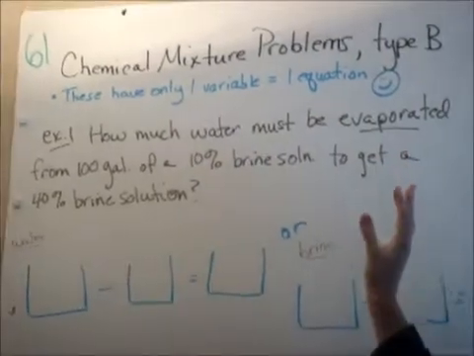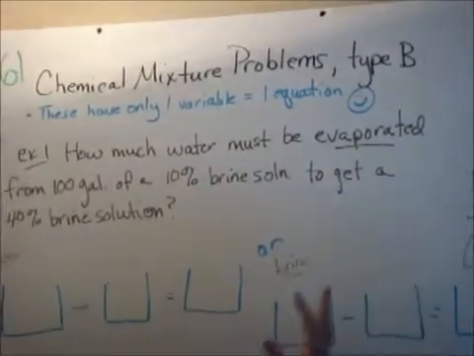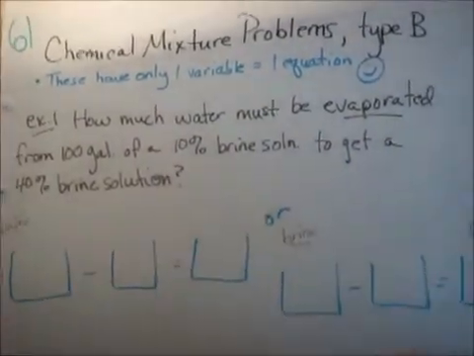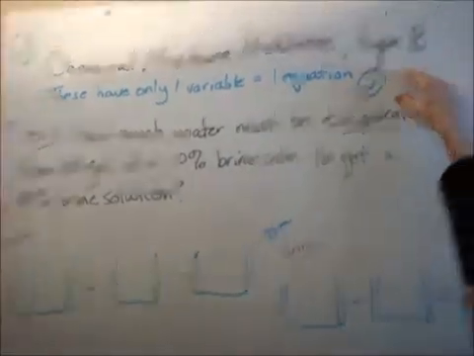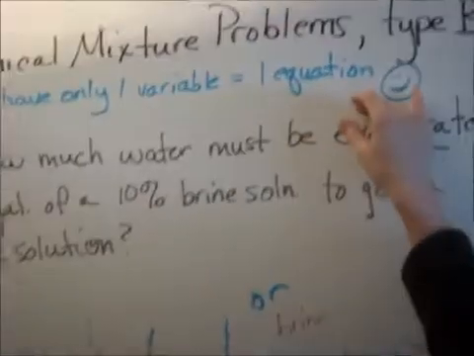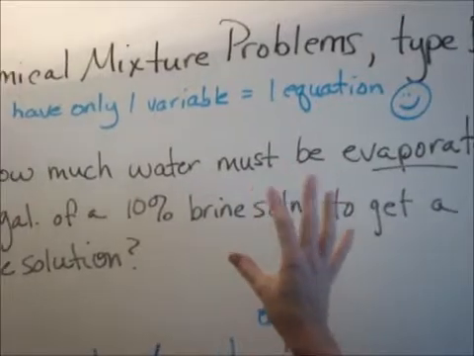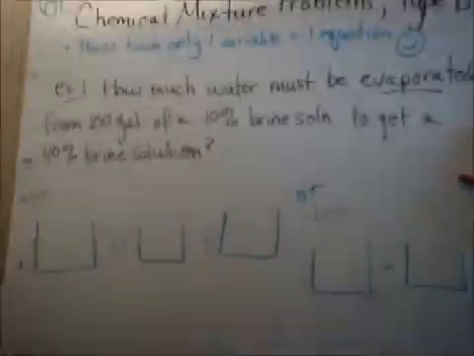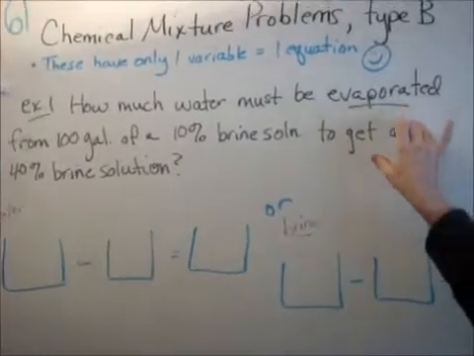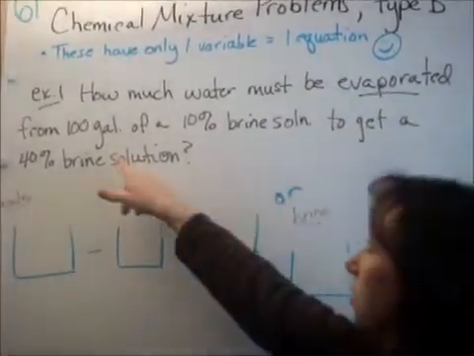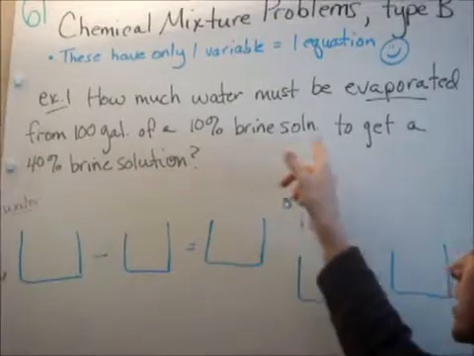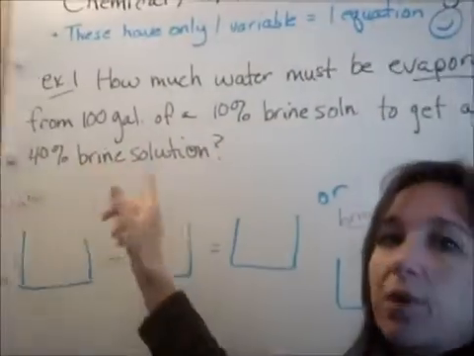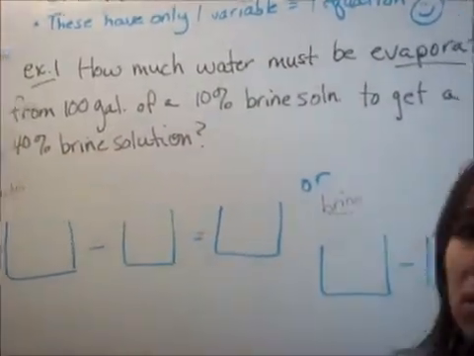If you didn't like chemical mixture problems before, maybe this will help clarify how to do them. These are actually easier problems. This is type B. They only have one variable in them, so that means we're only going to have one equation, so they're a lot easier to solve. So here's our first example. How much water must be evaporated, that's different, from 100 gallons of a 10% brine solution to get a 40% brine solution? Brine is just salt.